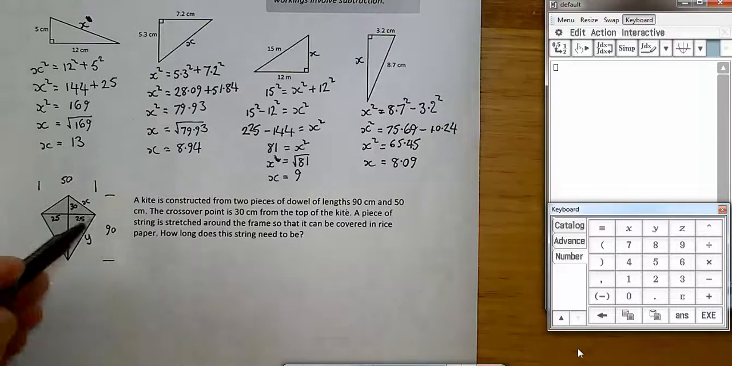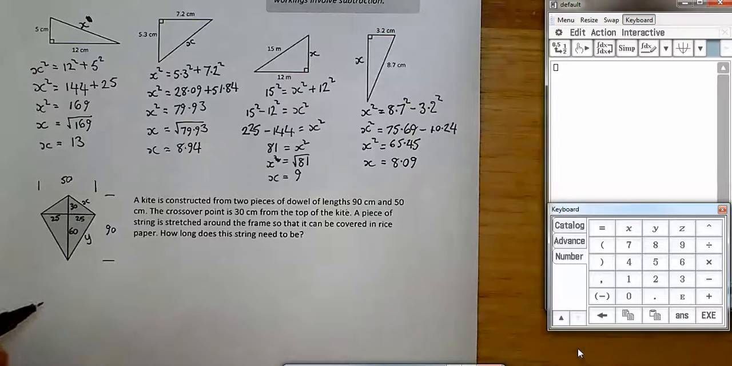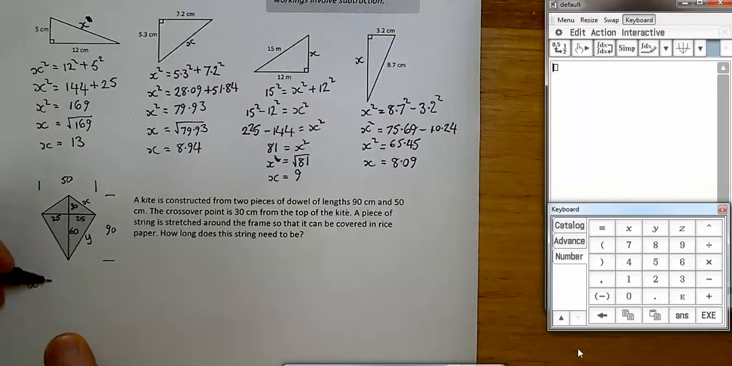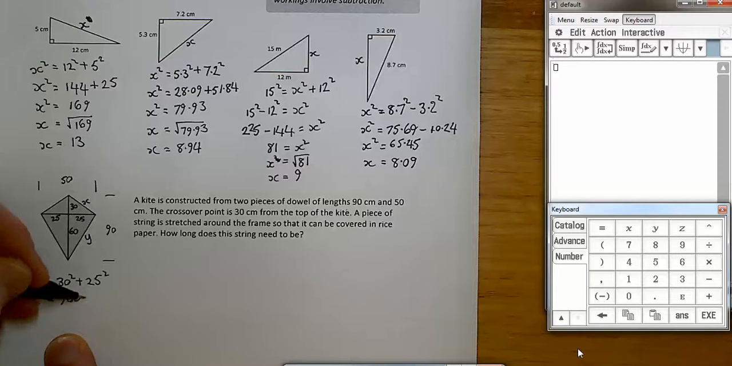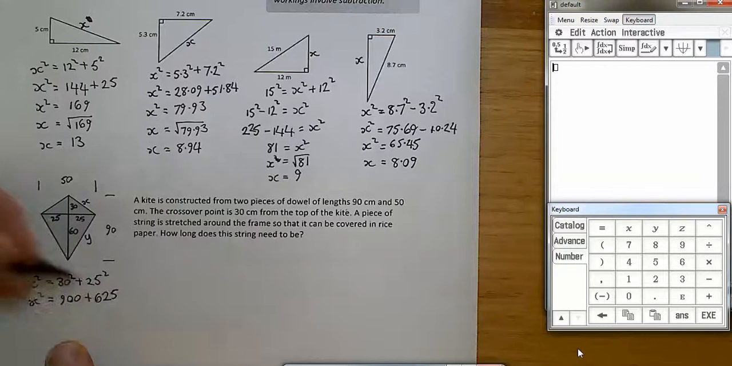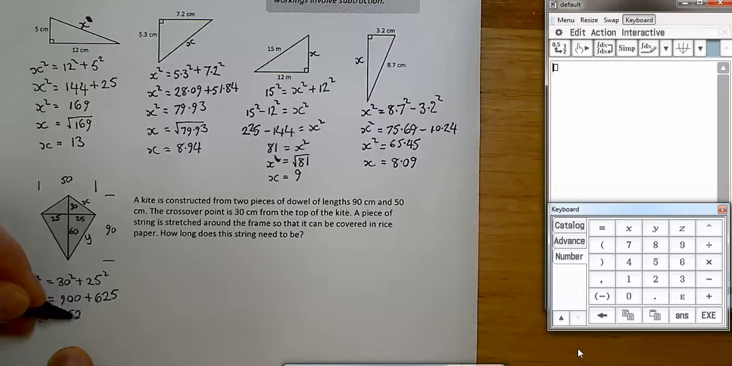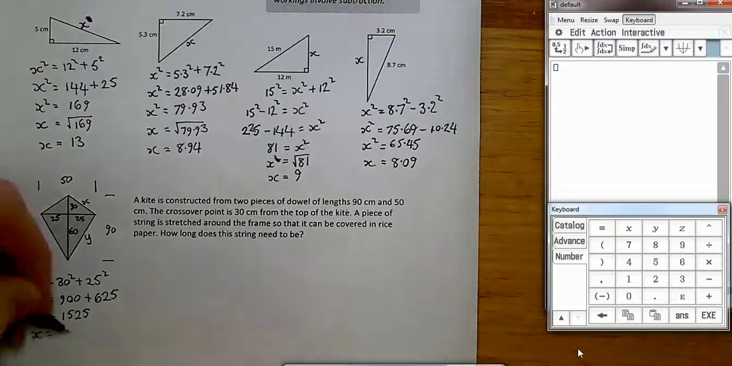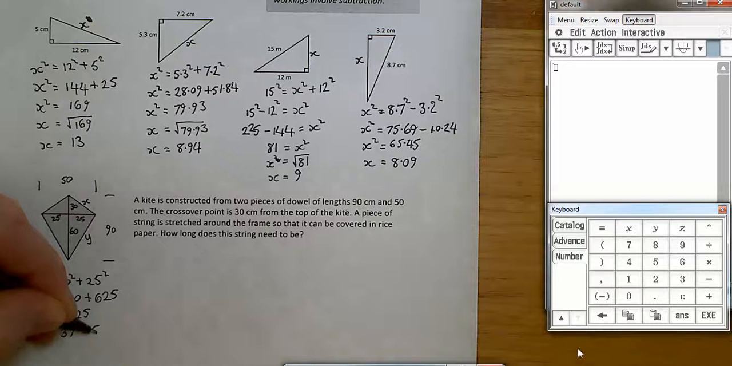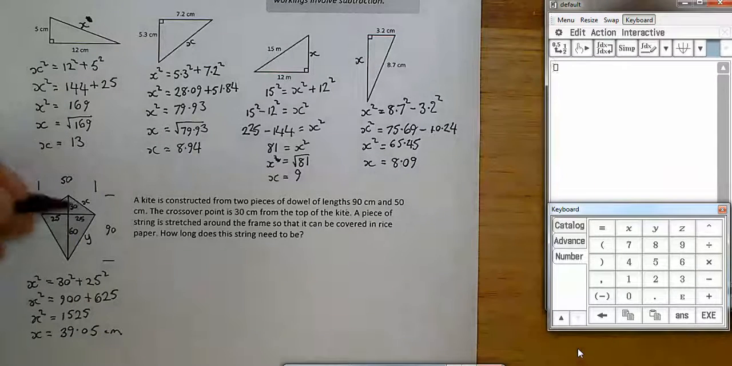So what can we say? In this triangle here, the side we're trying to find is the hypotenuse, so it'll be an addition type question. x squared equals 30 squared plus 25 squared. Some calculations here: 30 squared is 900 plus 25 squared, 625. And that means that x squared equals 1525. Take the square root to find x. x is equal to 39.05 centimetres long. That's that distance there.